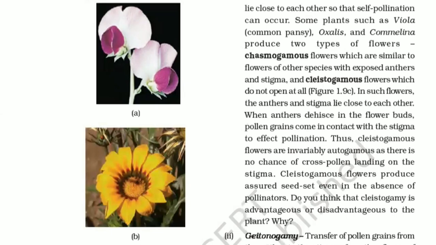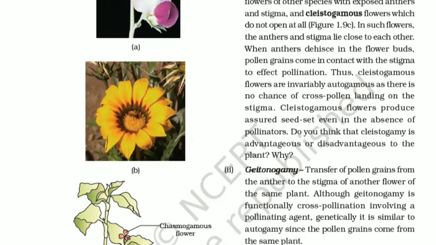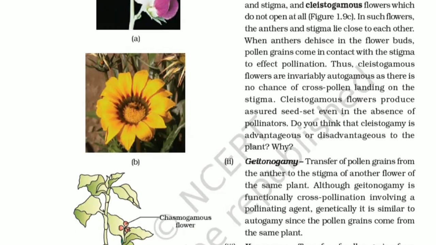Some plants such as Viola, Oxalis and Commelina produce 2 types of flowers. Chasmogamous flowers, which are similar to flowers of other species with exposed anther and stigma, and cleistogamous flowers, which do not open at all, as shown in figure 1.9c. In such flowers, the anther and stigma lie close to each other.